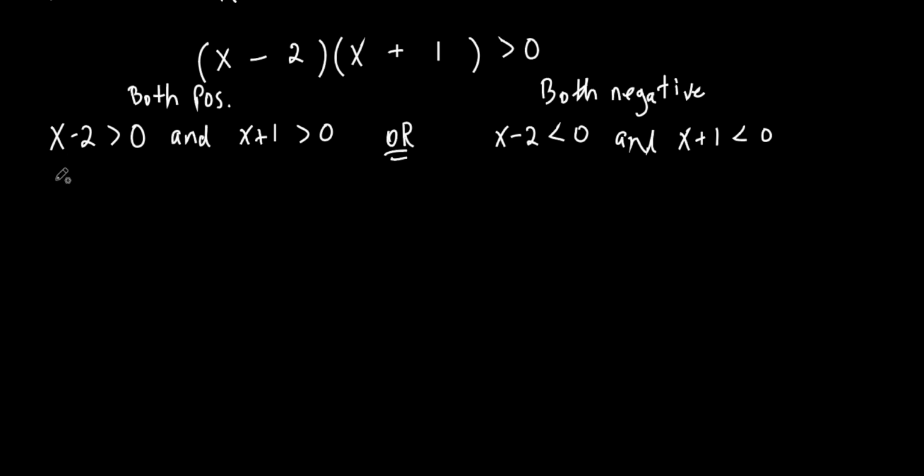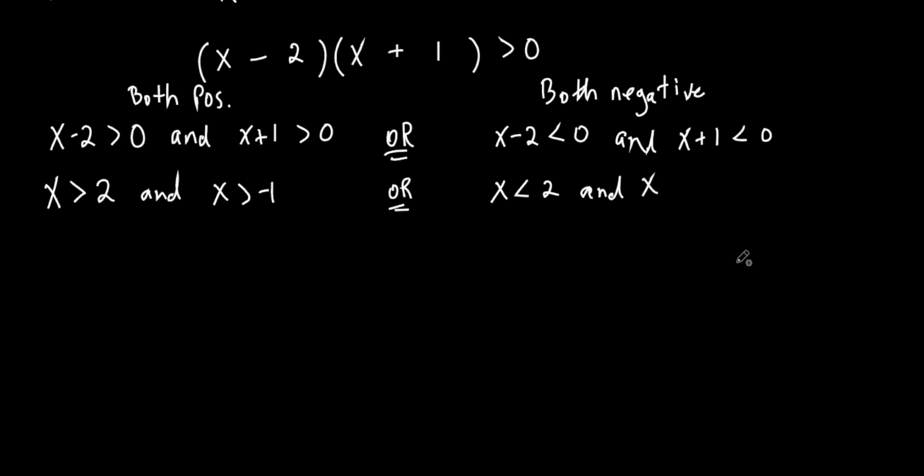So let's solve for x right here. I added 2 to both sides, so x is greater than 2, and x is greater than negative 1, subtracting 1 from both sides. Or x is less than 2, and x is less than negative 1. Agreed?